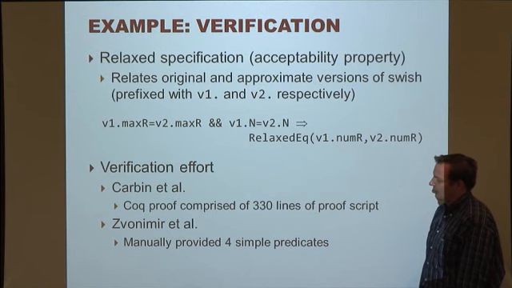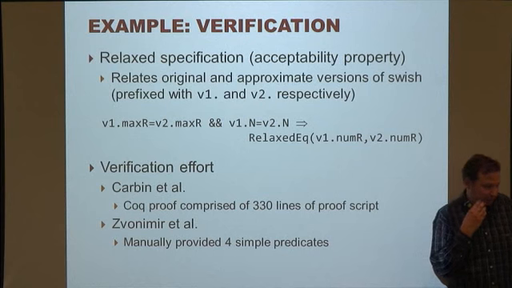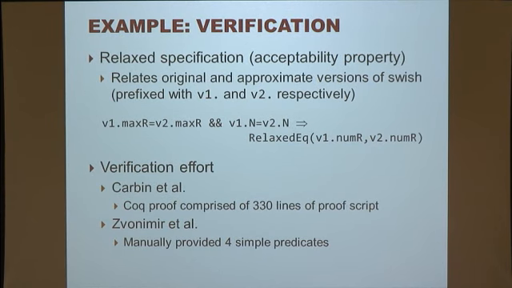Okay, so a little bit about the verification effort again. We managed to discharge this by providing manually 4 relatively simple predicates. Carbon et al. had this proof in Coq that had around 330 lines of proof script. So the examples are pretty small, but I think we really are improving upon this.